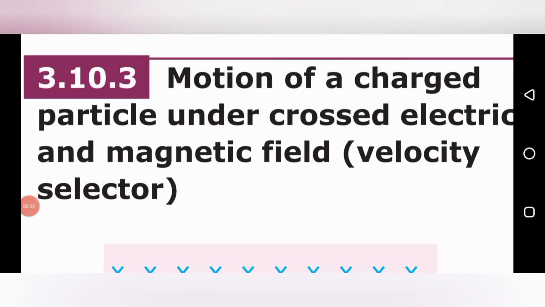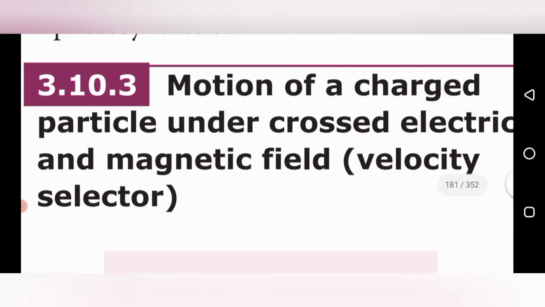Good afternoon to all. In today's video, we are going to discuss the motion of a charged particle under electric and magnetic fields. This is the third lesson, that is Unit 3, Magnetism.